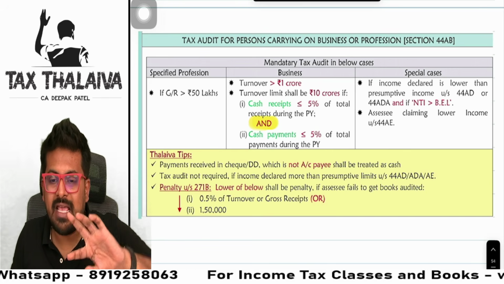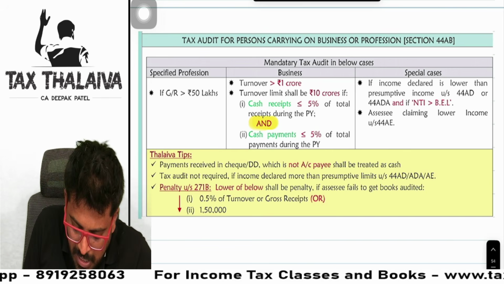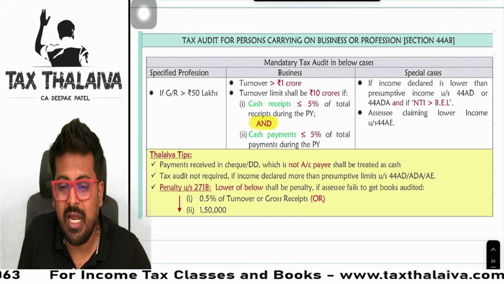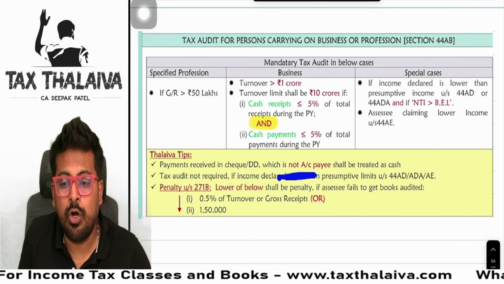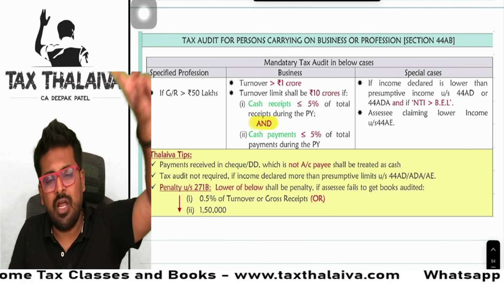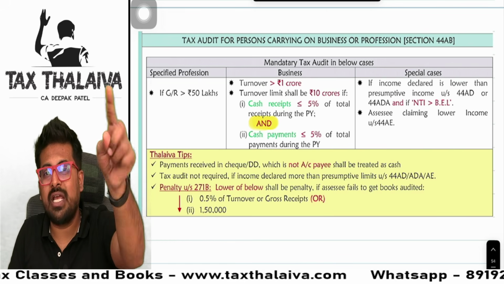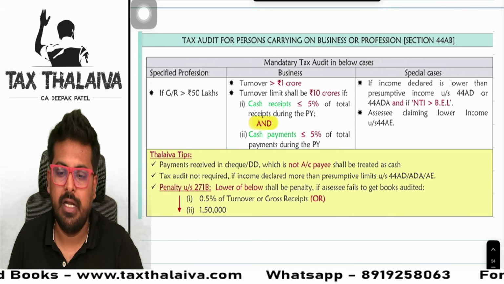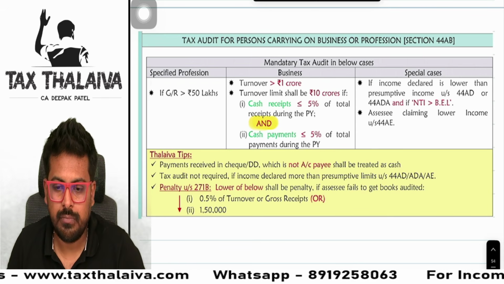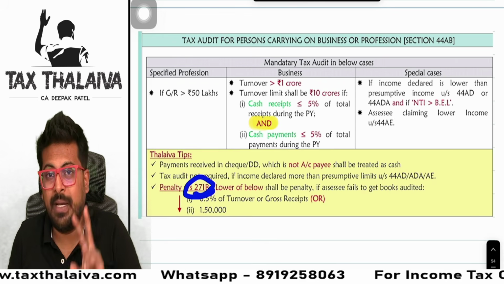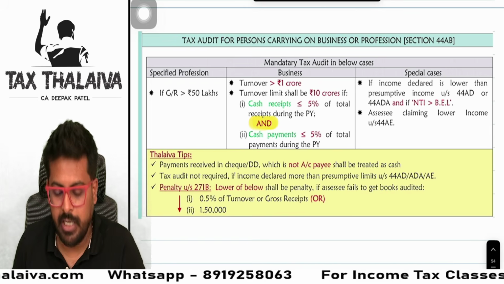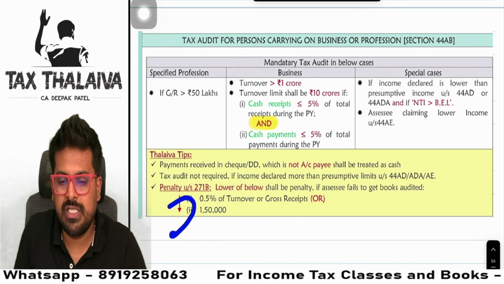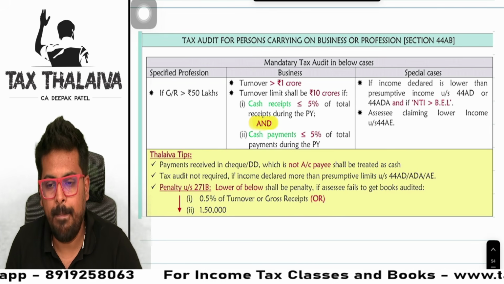And mind you, when I say the banking channels, it means a cheque or DD which is not account payee shall be treated as cash. This I already taught you. Account payee cheque, account payee demand draft it should be. It should not be bearer cheque and bearer DD, demand draft. And penalty will also be applicable if you do not get your books of accounts audited. Lower of 0.5% of turnover and 1,50,000, whichever is lower, will be levied as penalty.